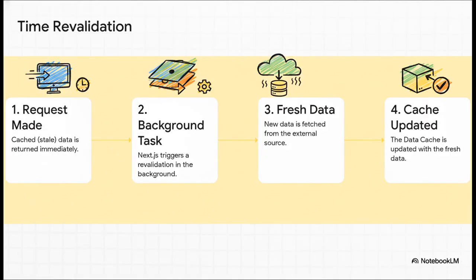Okay, so if this cache is persistent, how do you stop the data from getting stale? Well, one of the coolest ways is time-based revalidation. It uses this strategy called stale-while-revalidate. It's brilliant. When a request comes in and the cache is expired, Next.js doesn't make the user wait. It instantly serves the old stale data, which is super fast. Then, in the background, it goes and fetches the fresh data and updates the cache. So the next person who visits gets the brand new stuff. It's this perfect balance between speed and freshness.